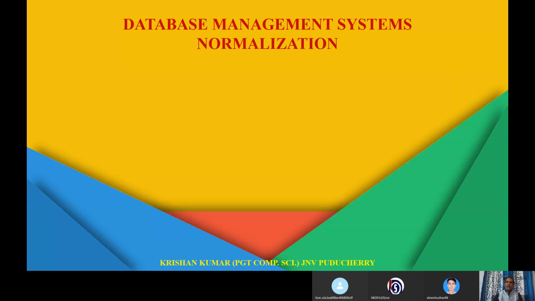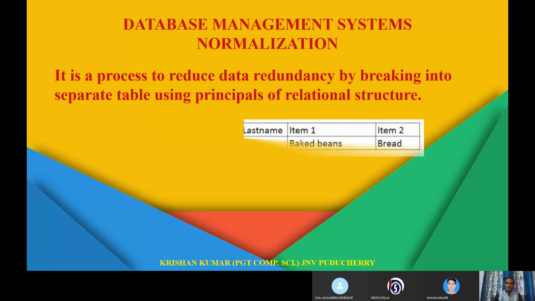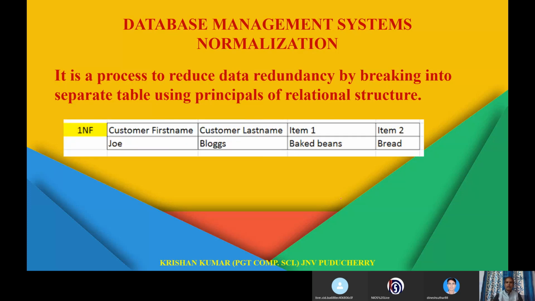Now, we are going to learn about normalization. So what is normalization? It is a process to reduce data redundancy by breaking data into separate tables using principles of relational structure. Okay, I'll explain with a very simple example. For example, this is our table and we have stored the data, right? Item 1 and item 2 like that. How can we break this data to avoid the redundancy?